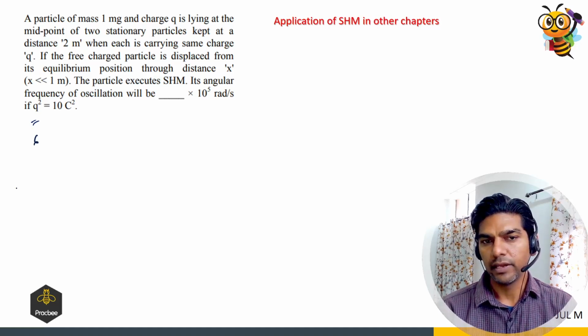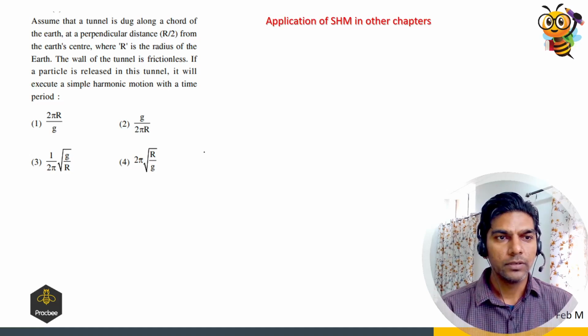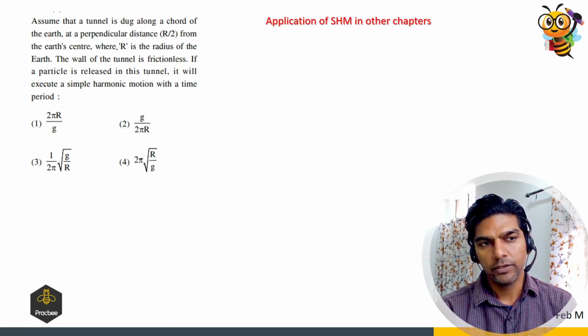And here we have to find the angular frequency. Now let us see this question: assume that the tunnel is dug along a chord of the earth, at a perpendicular distance R by 2 from the earth's center, where R is the radius of the earth. The wall of the tunnel is frictionless.